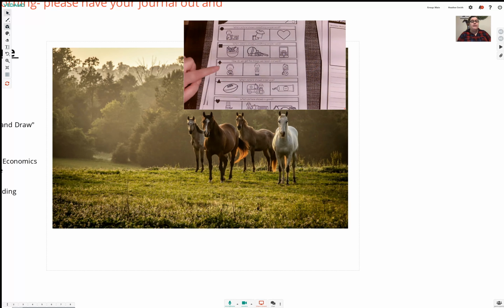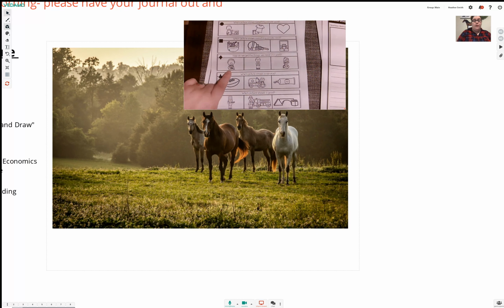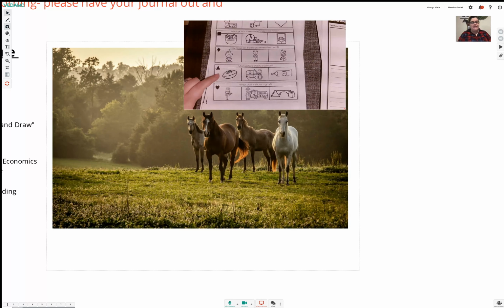Next to the diamond or the rhombus, how do we get the things that we need and want? Do we use money? Do we stomp our feet? Do we cry and whine to get what we want? Next to the triangle, which picture shows a service? Which one is a service? And then next to the heart, which picture shows a good? A good. Not a service, a good.